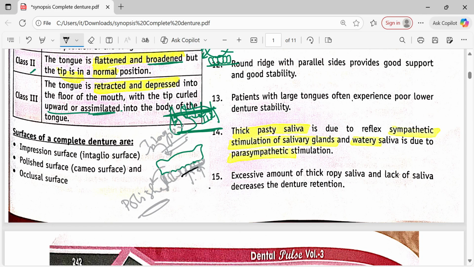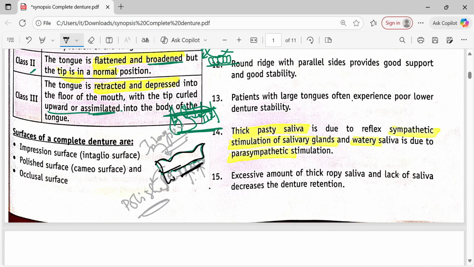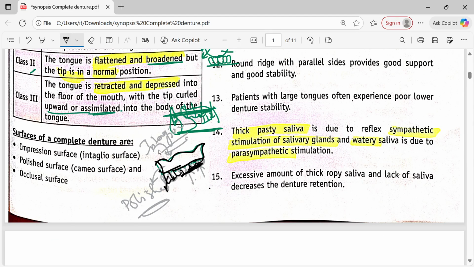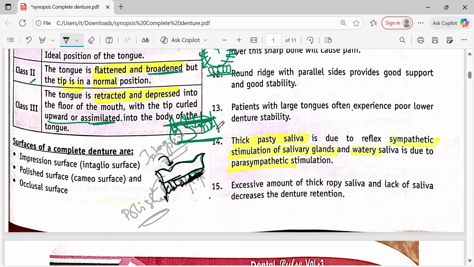The occlusal surface, the polished surface, which will also include the palate. The teeth part has the occlusal surface, only occlusal or incisal. The polished surface and the intaglio surface, that is the impression surface, and we take the impression of this surface.